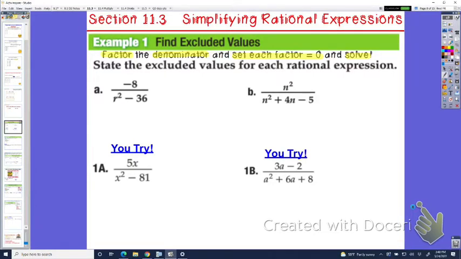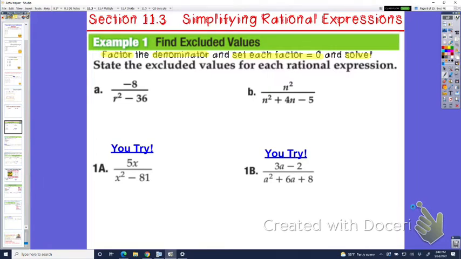Hey guys, this is section 11.3, simplifying rational expressions. So we just finished up chapter 8, which did a lot of factoring, and we're going to use factoring within this whole chapter 11 that we're going to do. So it's not going to go away. Let's look at this first example.